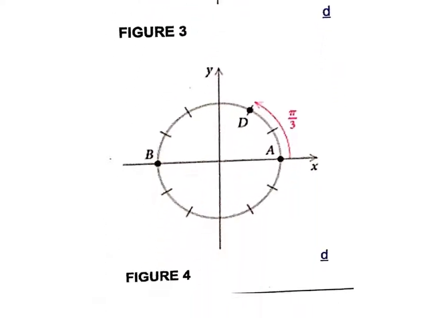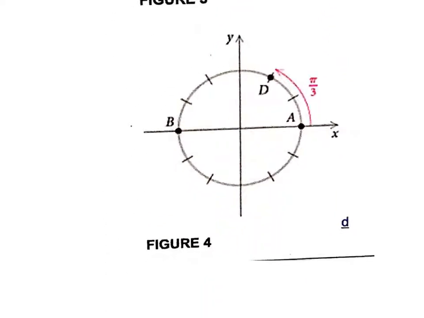One more picture here. Pi over 3, 1/3 of the way to pi looks like that. Remember, pi is halfway around, because 2 pi is all the way around. And so 1/3 pi, or pi over 3, is 1/3 of the way to pi. Remember, this is pi right here. If you go all the way around, you get the 2 pi.